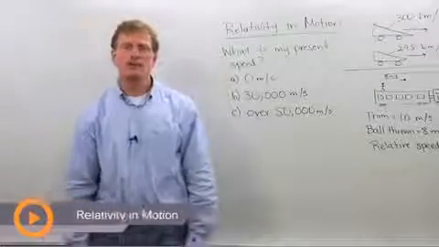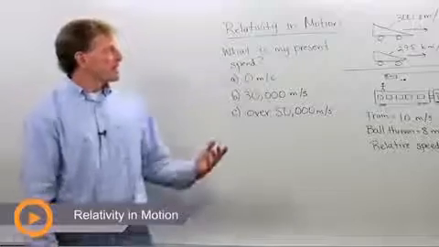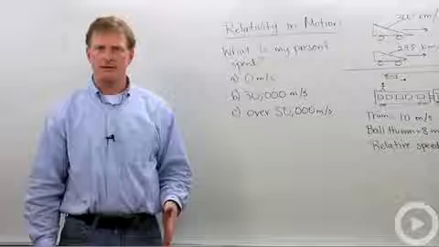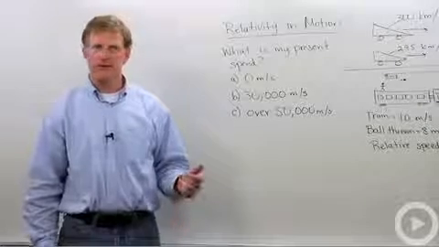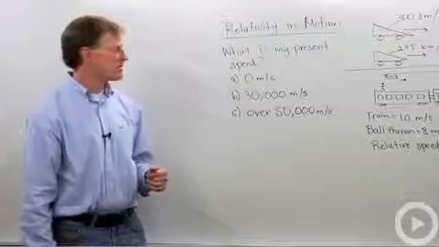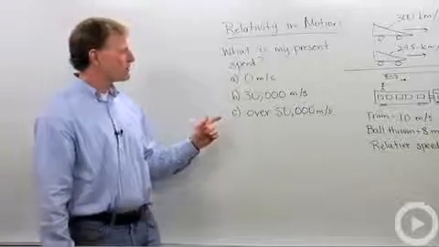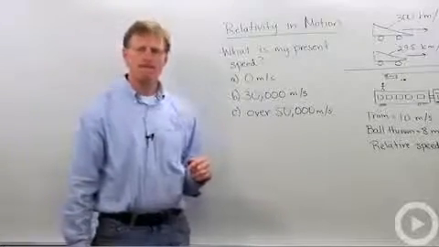Today we're going to talk about relativity in motion. First question for you, what is my present speed right now where I stand? Go ahead and think about that one. I'll give you some choices. Is it 0 meters per second? Is it 30,000 meters per second? Or is it over 50,000 meters per second?